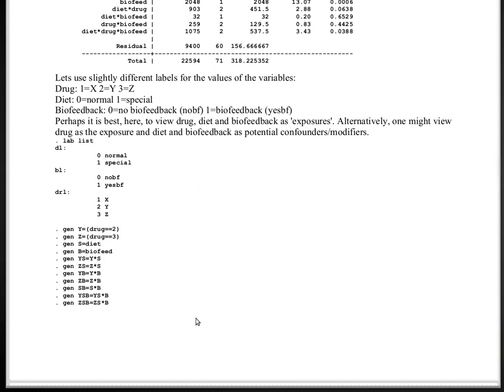Okay? And here are the codings and the labels for the codes, and then the various combinations of these variables. Notice now we are splitting up that 2 degrees of freedom associated with this interesting identification we saw of there being modification based on diet and biofeedback. We're splitting it up into 2 by having a comparison between drug Y and drug X and a comparison between drug Z and drug X. And that gives us everything else.